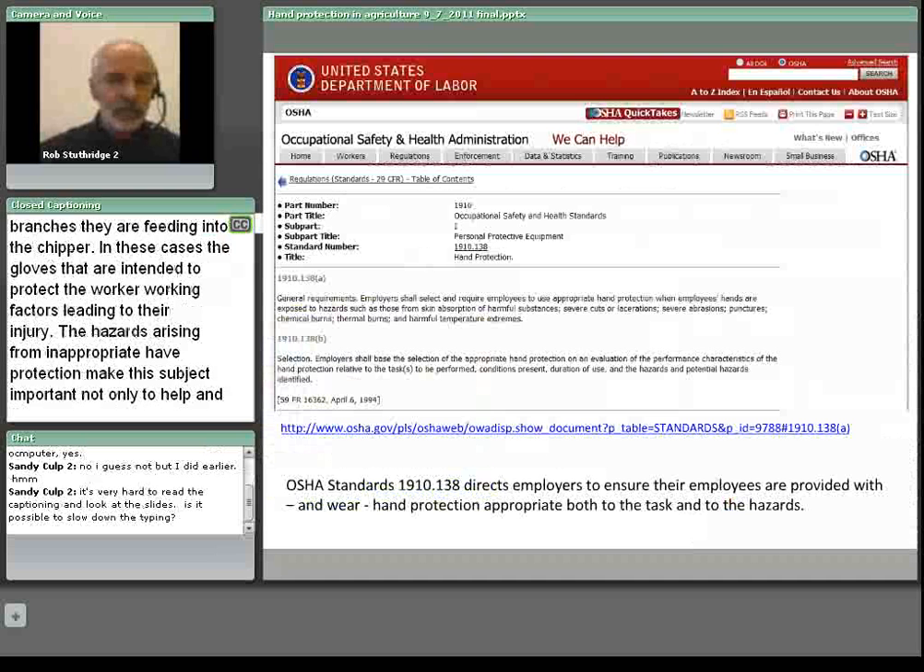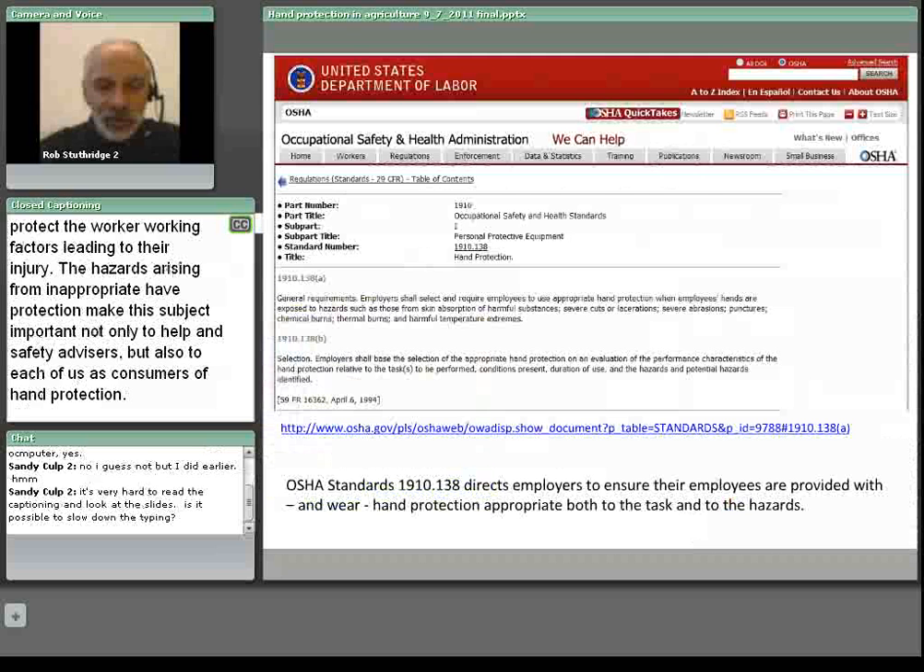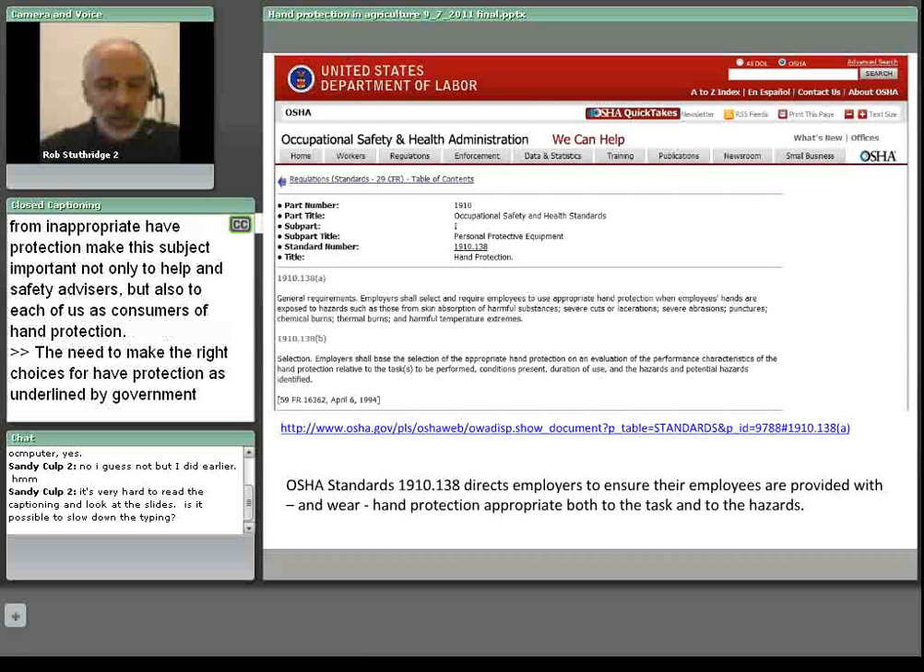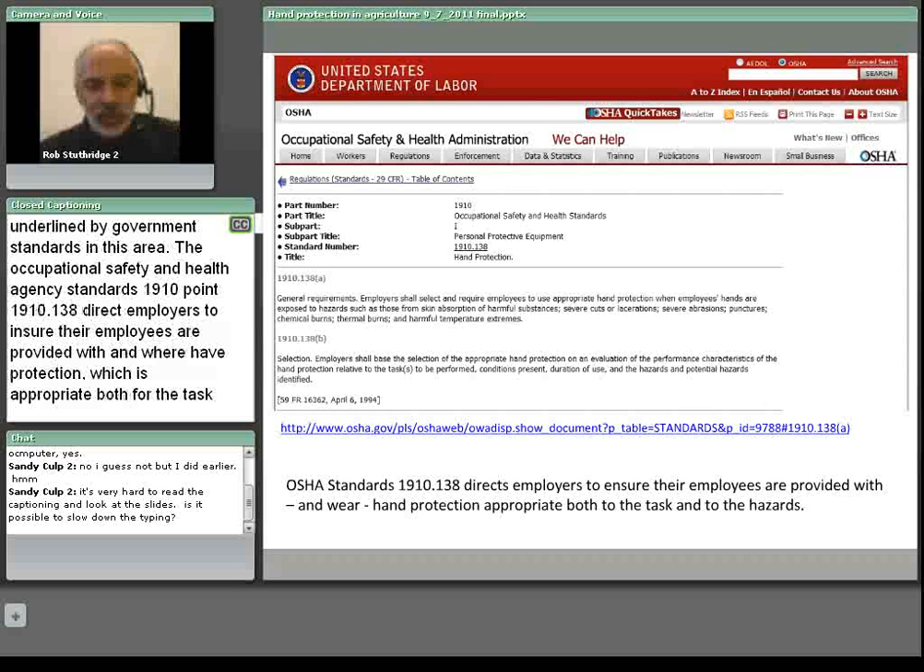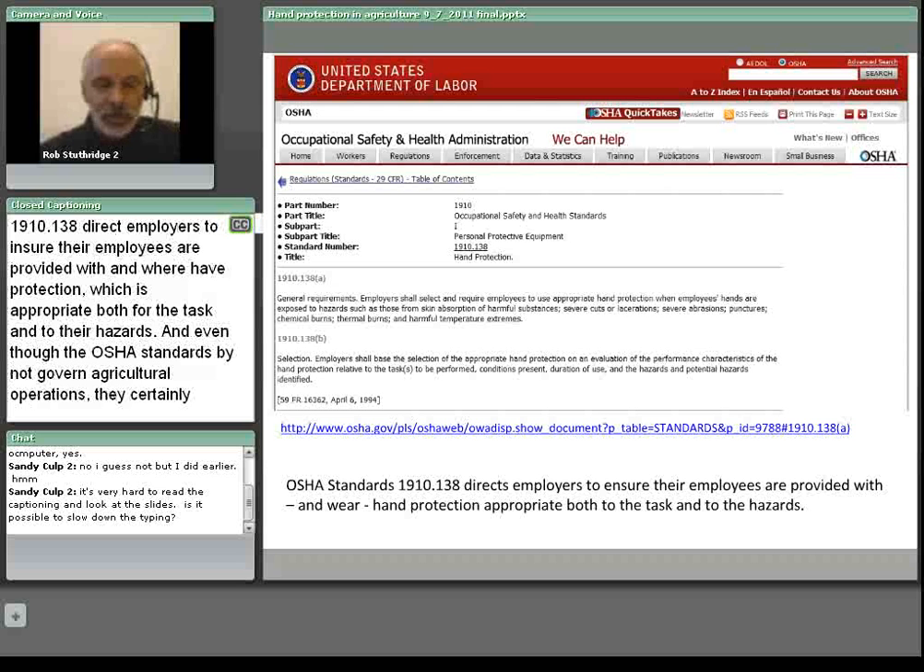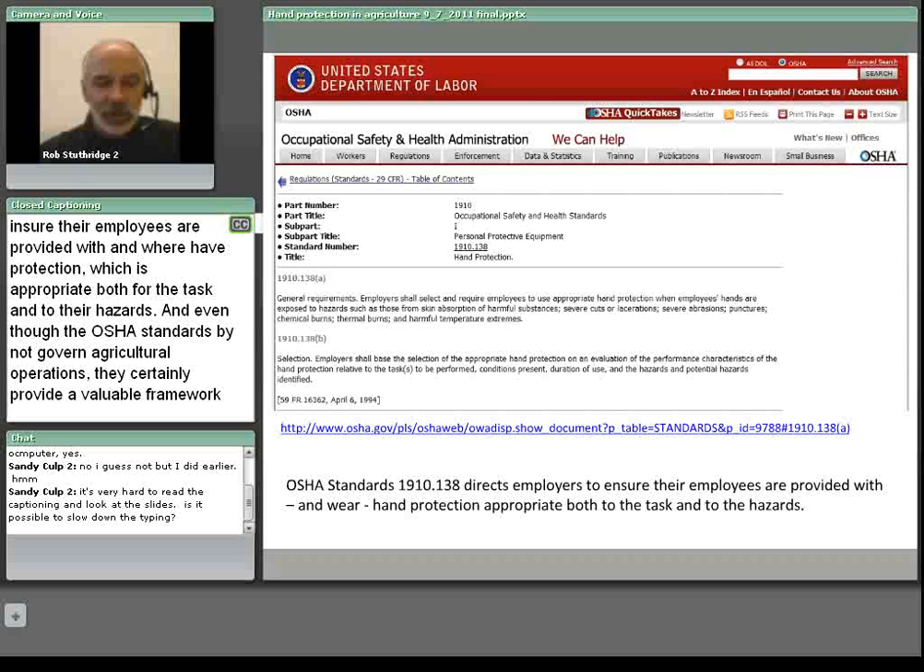The need to make the right choices for hand protection is underlined by government standards in this area. The Occupational Safety and Health Administration Standard 1910.138 directs employers to ensure their employees are provided with and wear hand protection, which is appropriate both to the task and to the hazards. And even though the OSHA standards may not govern agricultural operations, they certainly provide a valuable framework for best safety practices in this sector. And this standard is undoubtedly consistent with the hand protection needs of agricultural workers.